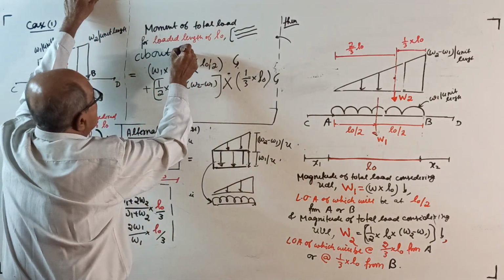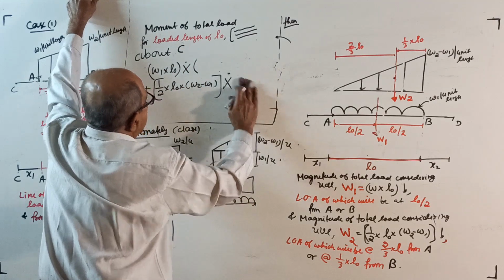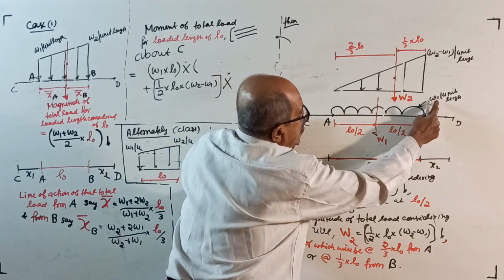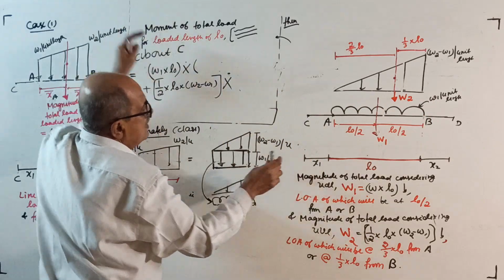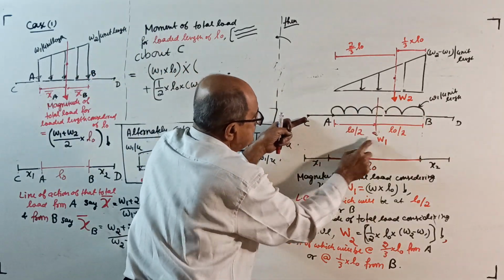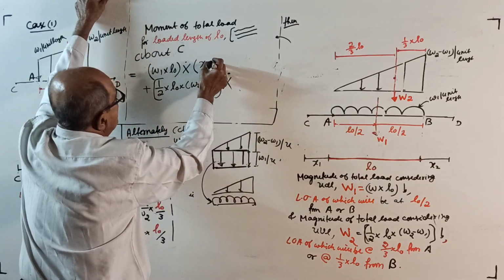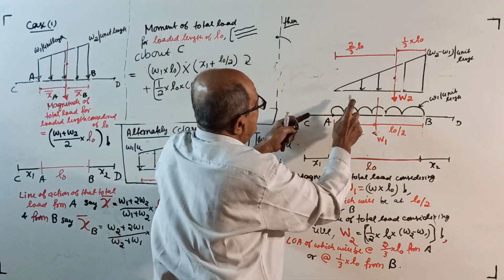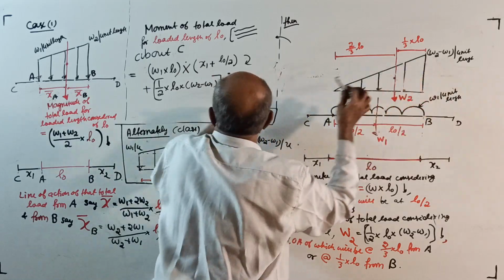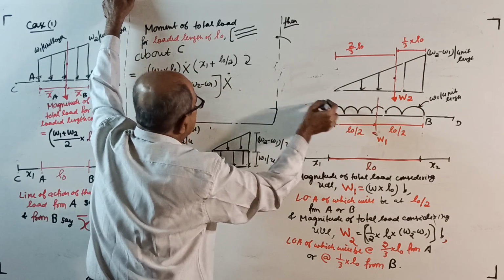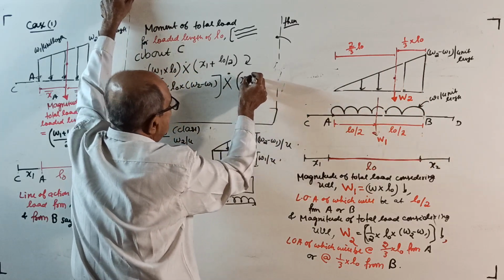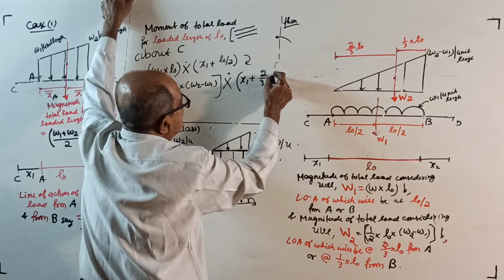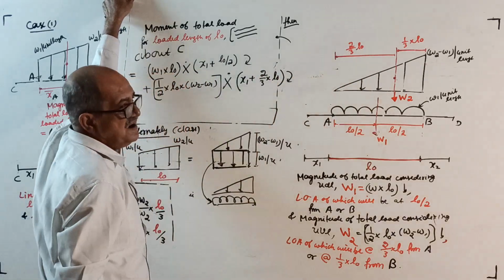Moment about C. Start. About C, first this load: W1 into L0, total load, into the line of action, x1 plus L0 by 2, clockwise, plus half into L0 into W2 minus W1 into x1 plus, from here to here, 2 by 3 of L0. That also is clockwise. Add it.